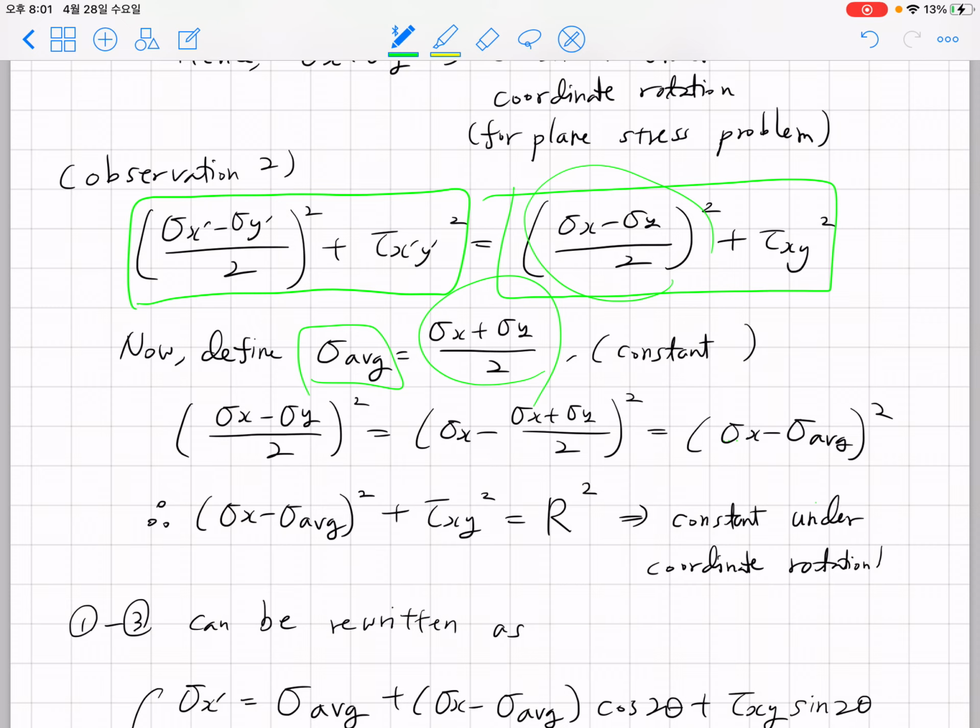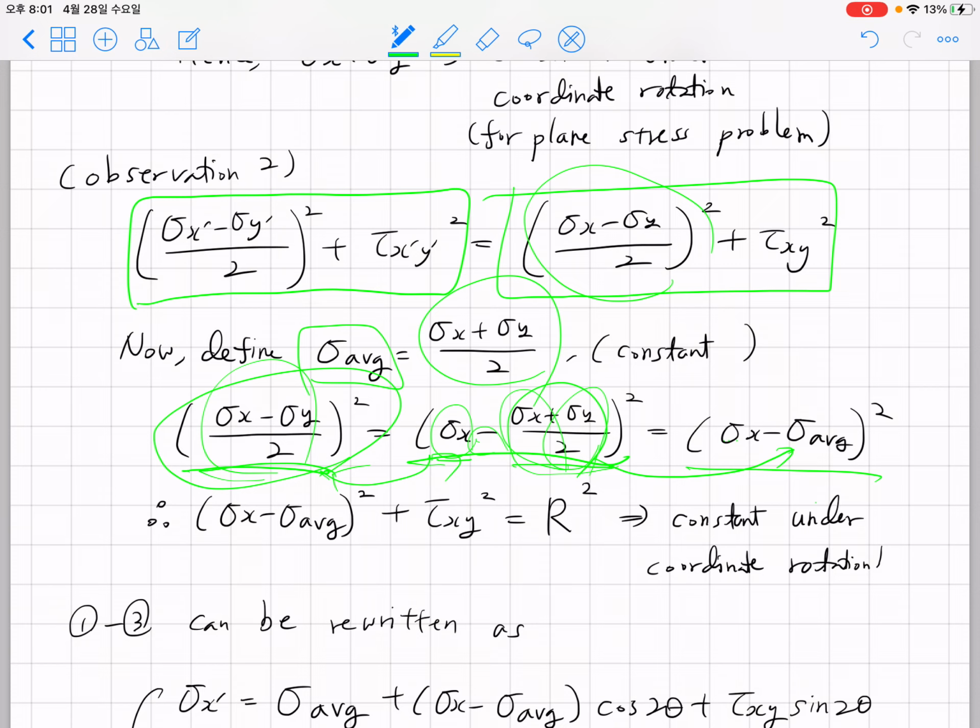And what you can also do is write this equation, sigma x minus sigma y over 2, as sigma x minus sigma average instead. You see that this expression and that expression are equal to each other, because after subtracting, it becomes sigma x over 2 and you have minus sigma y over 2 here, so the left and right expressions are equal, and you can rewrite this as sigma average. So this term can be written as sigma x minus sigma average squared.